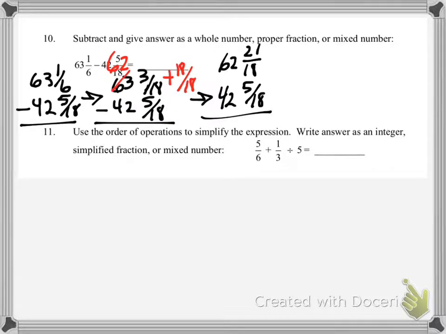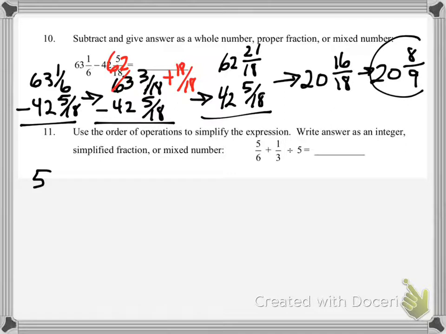Just remember, all we did was borrow from the whole number, it became smaller, and we added to our fraction. It got bigger. Now I can subtract, and I get 20 and 16/18, and that simplifies to 20 and 8/9. Down below, we're just going to do order of operations.